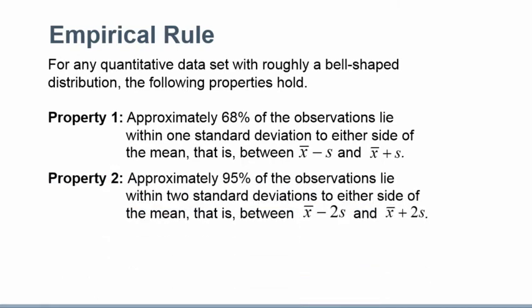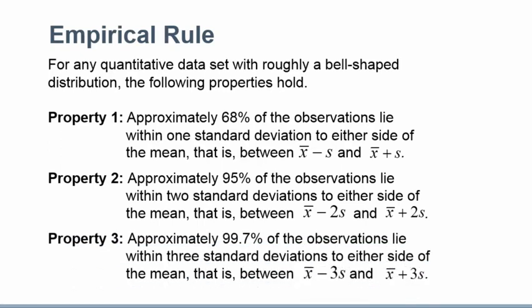Property 2. Approximately 95% of the observations lie within two standard deviations to either side of the mean. That is, between x bar minus 2s and x bar plus 2s.